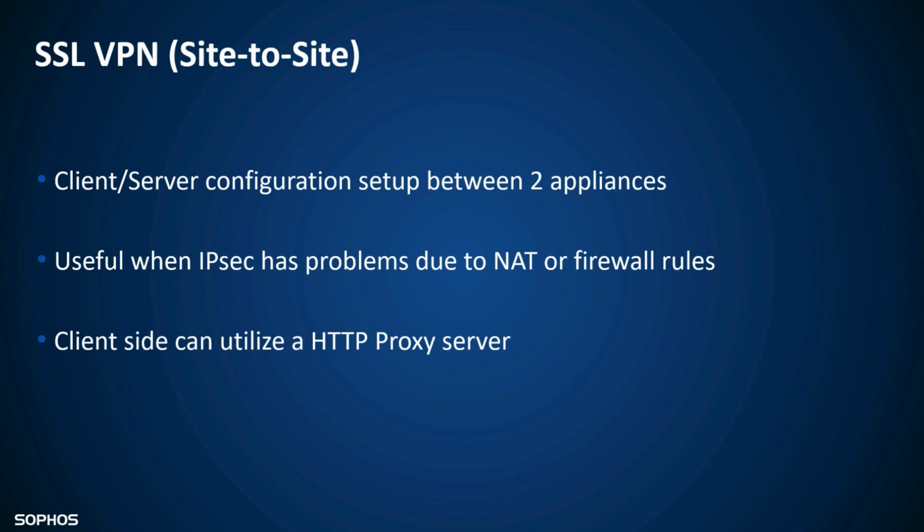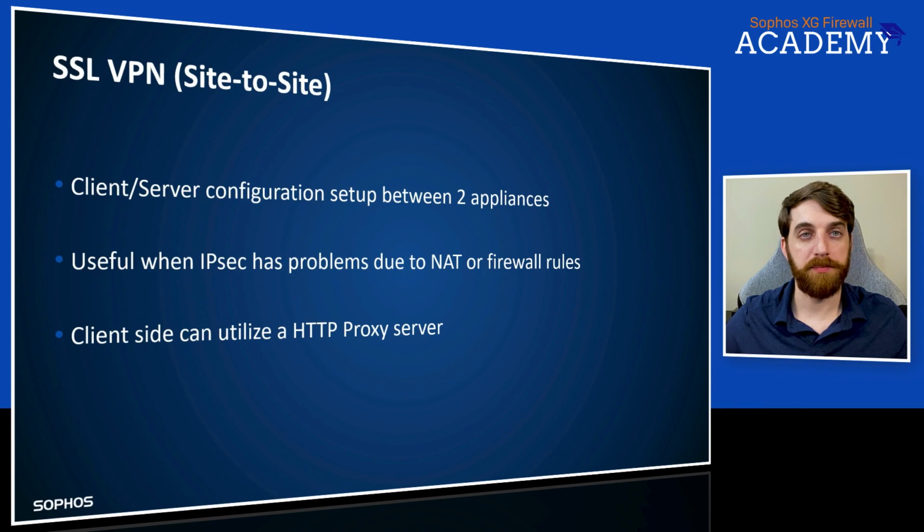Now let's talk about SSL VPN, the site-to-site one. It is a client-server configuration, so you can kind of still think about this as if it is a remote access, but this is more between two appliances. So you configure one to be the server and the other to be the client, the initiator. This is very useful for when IPsec is not working. There are still ISPs out there and vendors that block IPsec. They're blocking 15500. Since SSL VPN looks like HTTPS traffic, you can get through this issue and not have to worry about it. Now, if you're in a secure environment and you have access to an HTTP proxy server, you can utilize that as well to create the outbound connection on the client side.